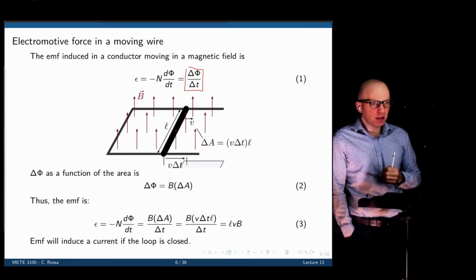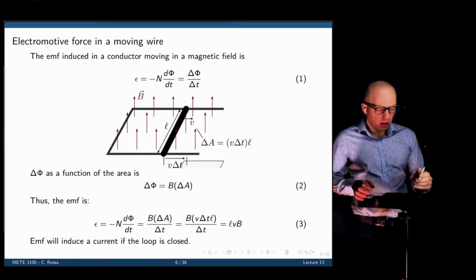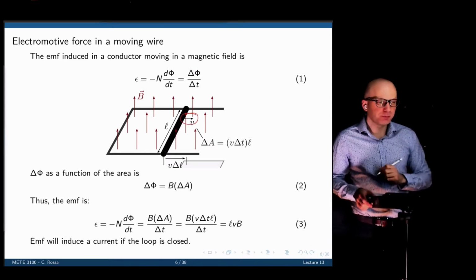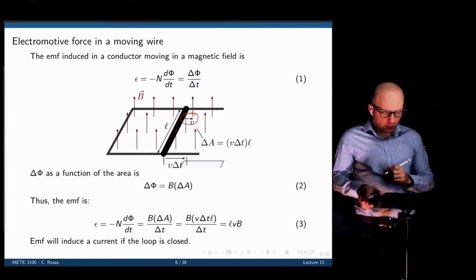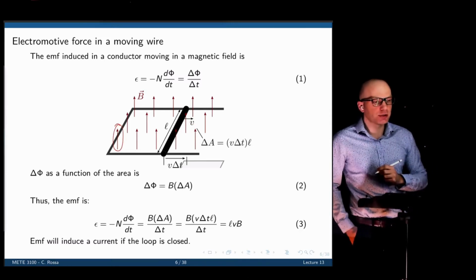Now let's consider the example here where we have this rod that represents a wire. It moves with a velocity v through a magnetic field oriented upwards, as shown.